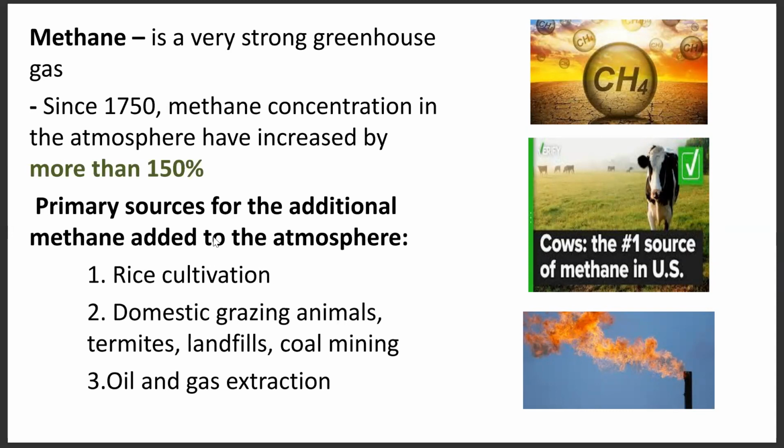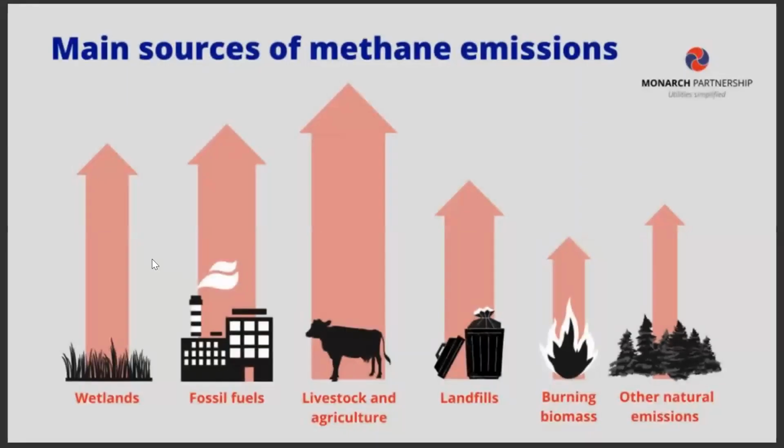So primary sources for the additional methane added to the atmosphere are the following: rice cultivation, agriculture, domestic grazing animals, termites, landfills, coal mining, and last would be oil and gas extraction. These are also the main sources of methane emissions.